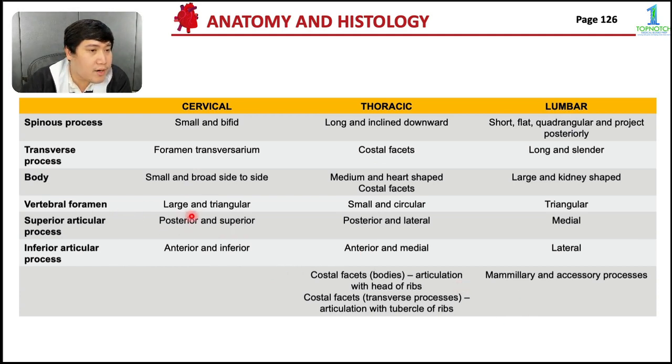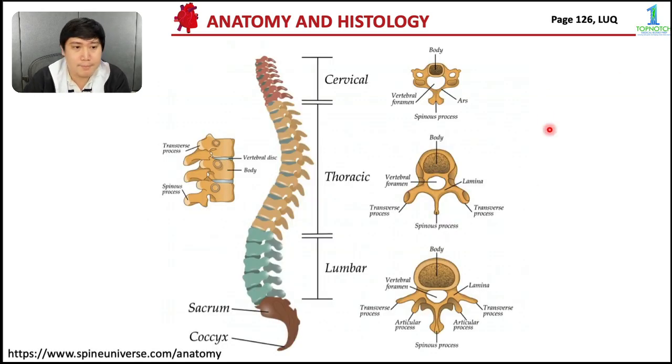The vertebral foramen in the cervical region is large and triangular. In the thoracic region, it's small and circular, while in the lumbar region, it's also triangular. Your mammillary and accessory processes can be seen in your lumbar vertebra. Showing here, this is a typical cervical vertebra, this is a typical thoracic vertebra, and this is a typical lumbar vertebra.